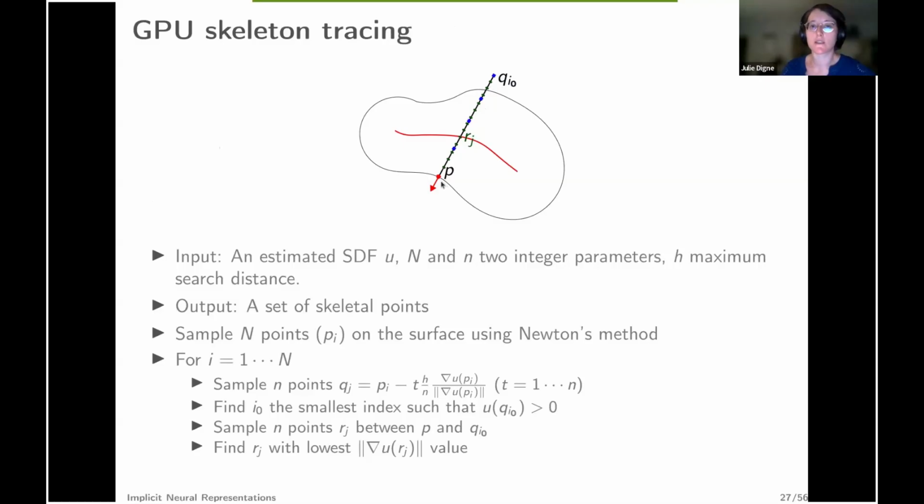You split the rest of the segment between P and Q_i in small bins, and you take the sample point which has the smallest gradient value.